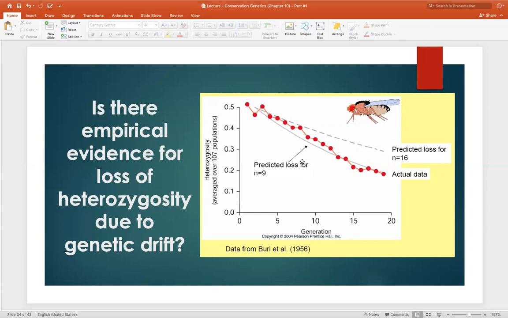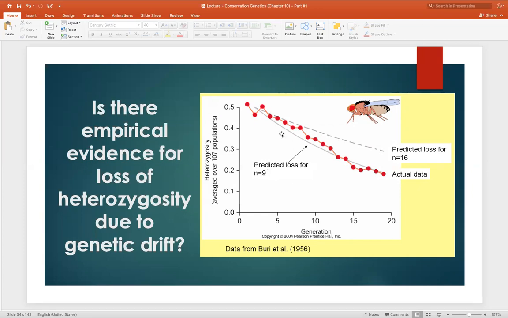In this particular case, we will note that there are 3 lines, 2 gray and 1 red. Each one of the gray lines are representing the theoretical data over time. In this case, we can observe the idea here that the dotted line is representing our theoretical predicted loss or change in heterozygosity based on a population of 16, in comparison to our predicted loss of individuals with 9.